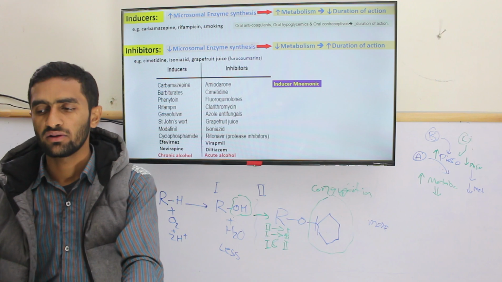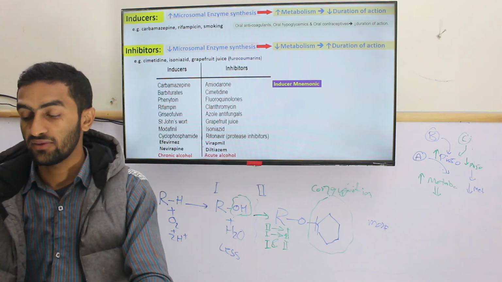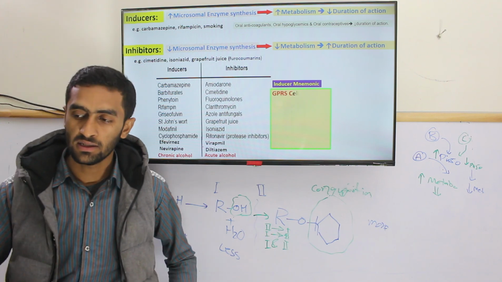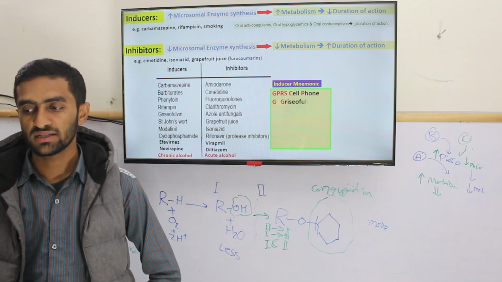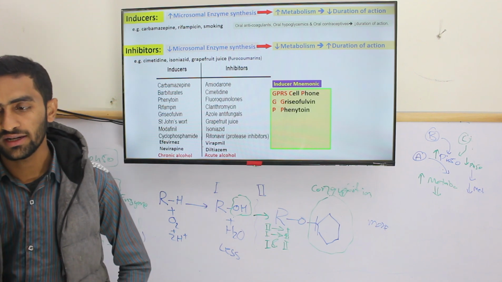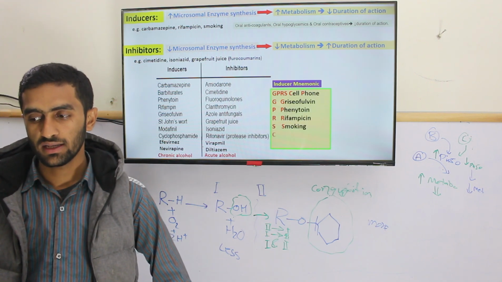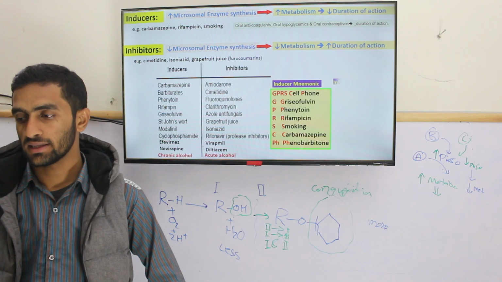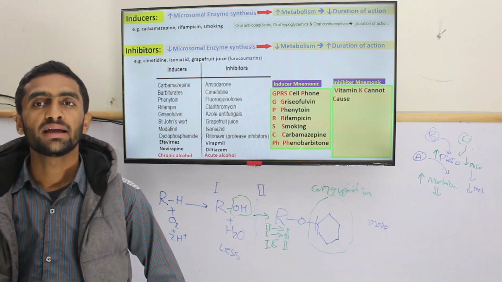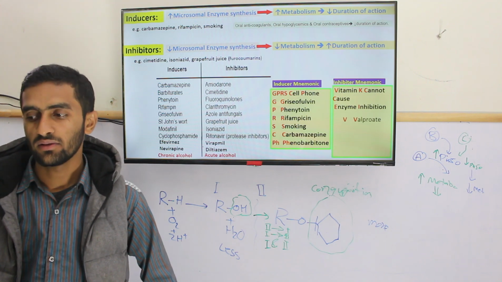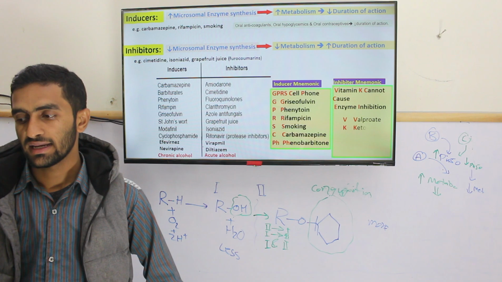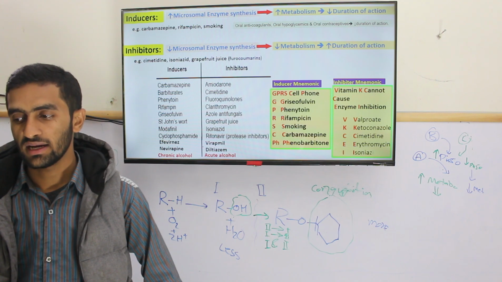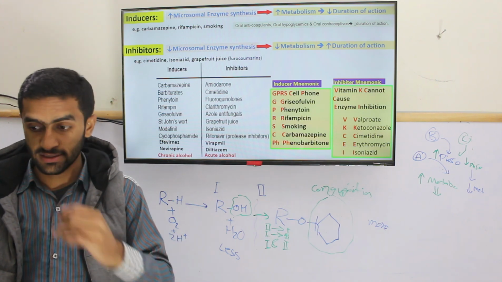For some mnemonics, for friends who want to understand the inducers, here are examples you need to know at least to pass the exam. GPRS CCP, for the inducers. G represents griseofulvin, P represents phenytoin, R represents rifampicin, and S is smoking. C represents carbamazepine, and PH represents phenobarbital. While for the inhibitors, just remember VKCEI. V represents valproate, K represents ketoconazole, C is cimetidine, E represents erythromycin, and I represents isoniazid. So these are some common examples.